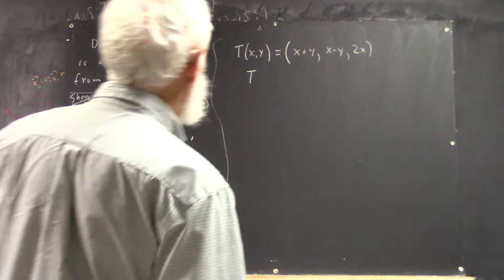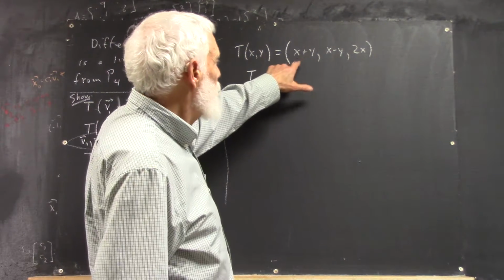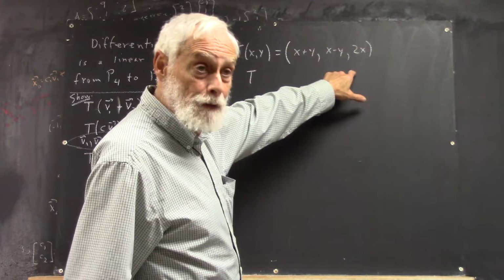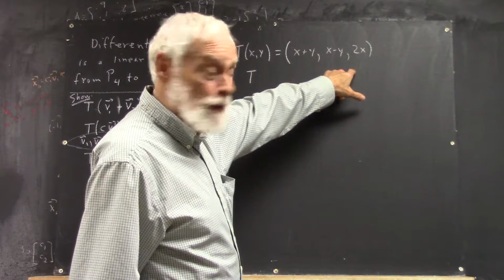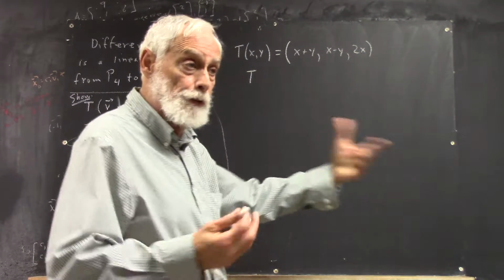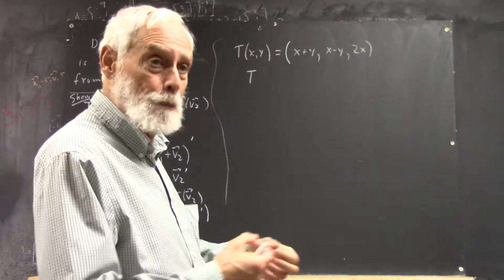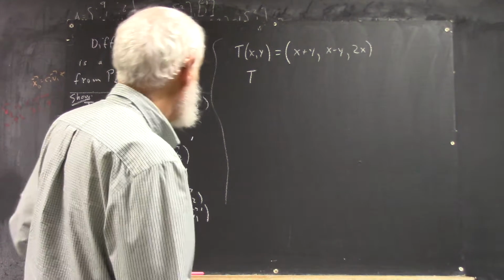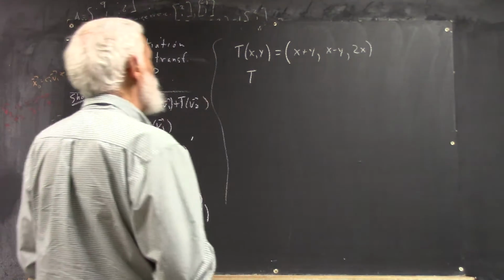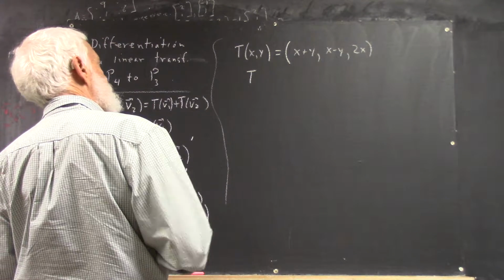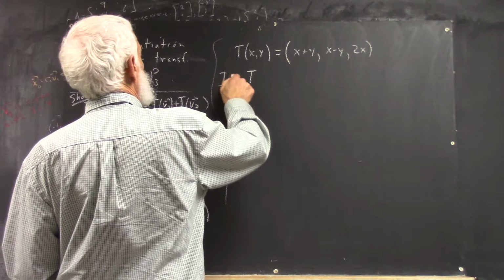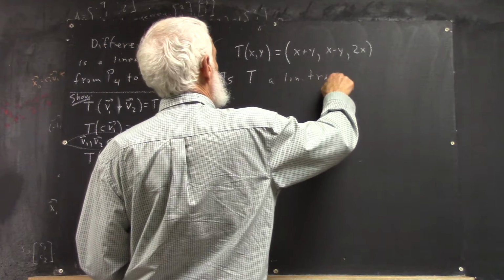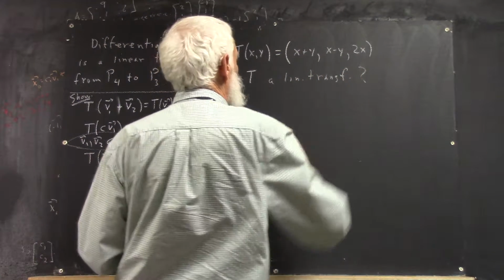Okay, so we got a transformation T of (x, y) equals (x plus y, x minus y, 2x). That's like a point in R2 mapped to a point in R3. And any point in R2 or R3 can be associated with an arrow from the origin to that point, right? Okay, so is T a linear transformation?